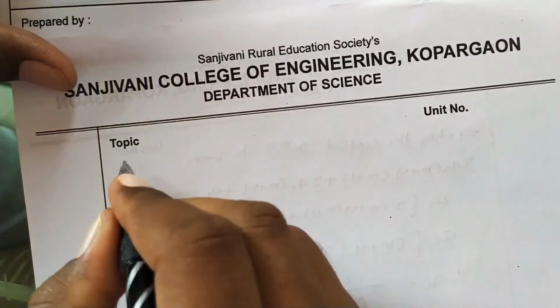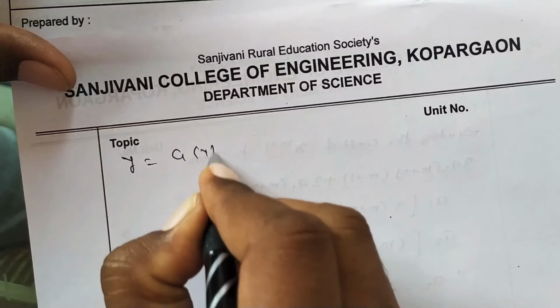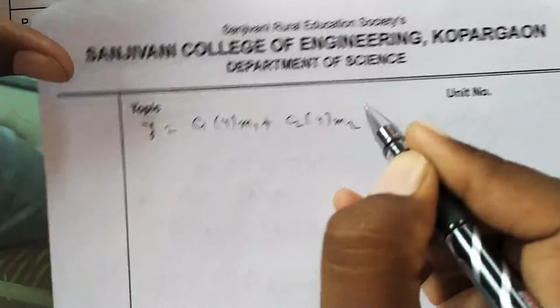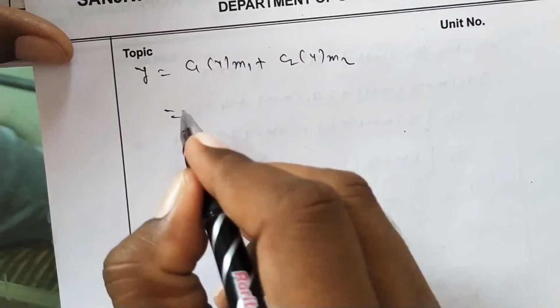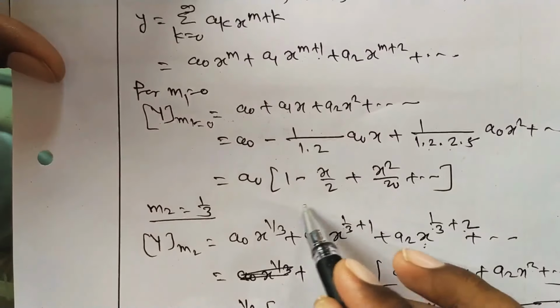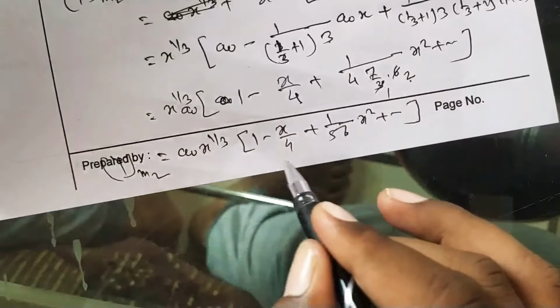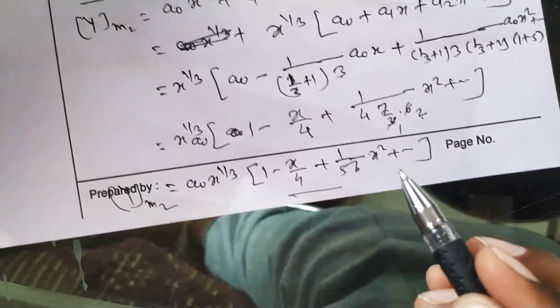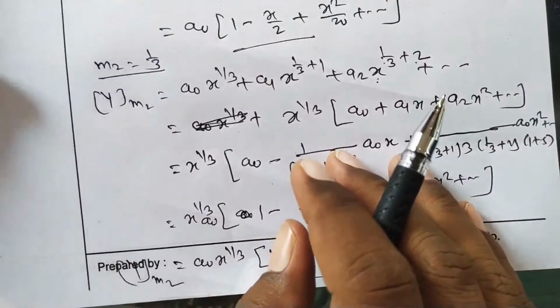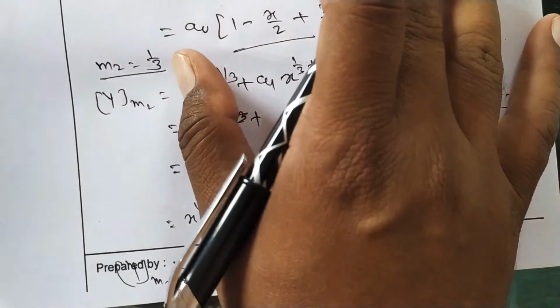Now we have to write the final solution here. So the final solution is y is equal to c1 y at m1 plus c2 y at m2. So you put the values of y at m1 and y at m2 here, that is the final solution. c1 y at m1 means this value and y at m2 this value, put in the final answer, that is the required solution of the given linear differential equation with variable coefficient.